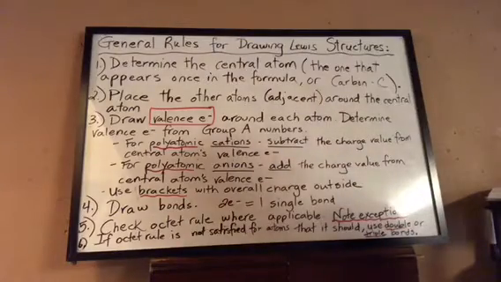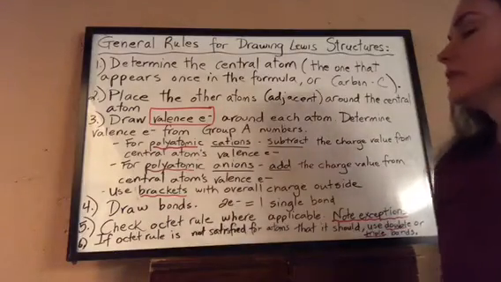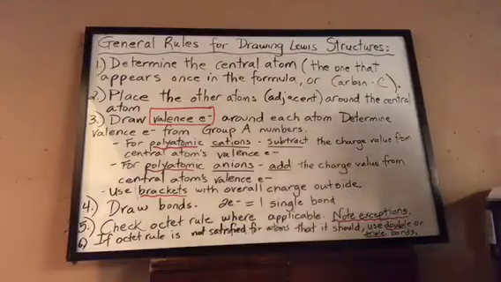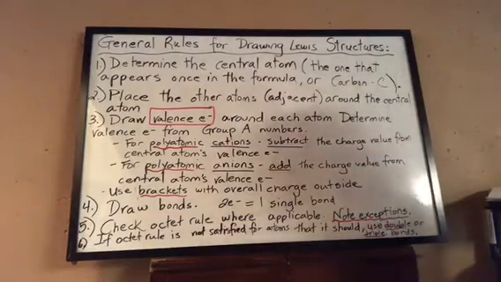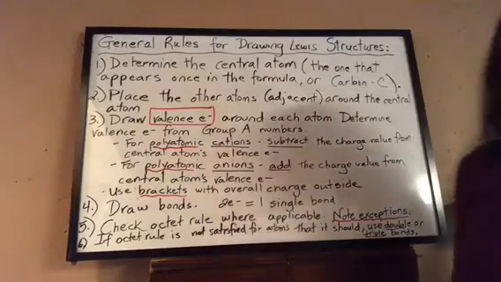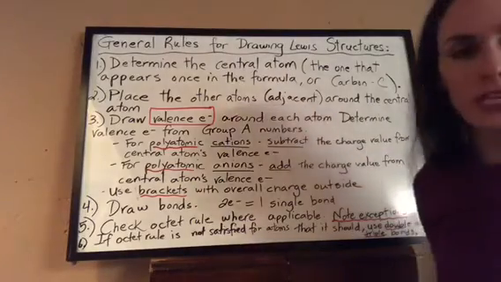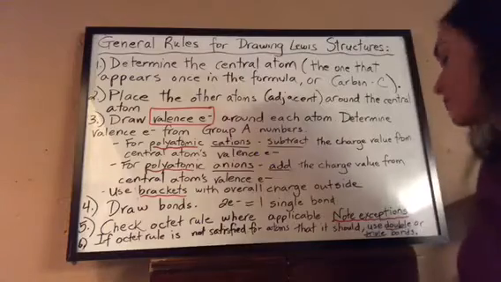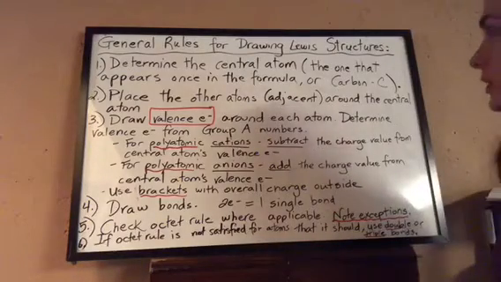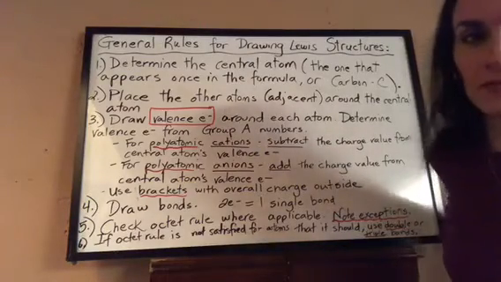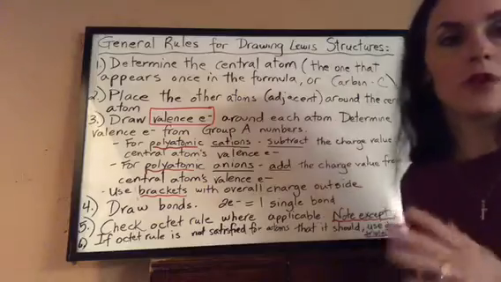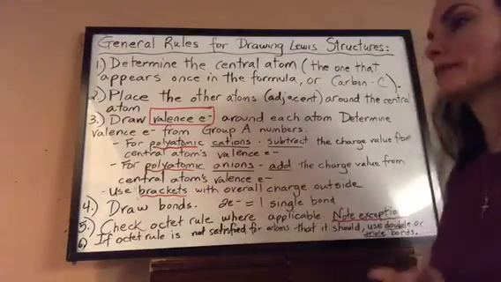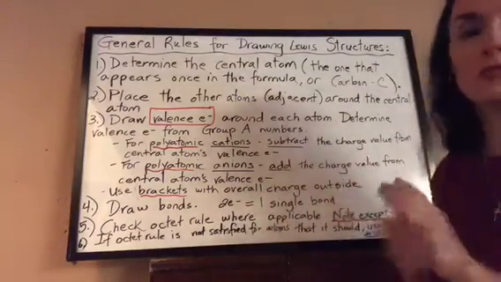We have a molecule that we want to draw the Lewis structure for. We need to initially determine the central atom, the one that appears once in the formula, or carbon. Hydrogen is never the central atom. Never. Okay? So I want to put that out up front. You sometimes may have two carbons, three carbons, multiple carbons with organic compounds. Carbon forms the backbone, the central atom.